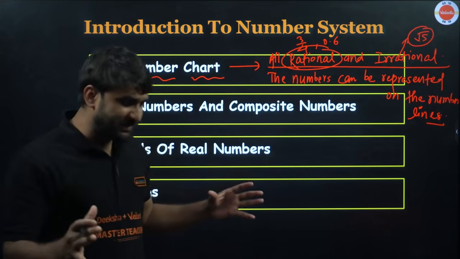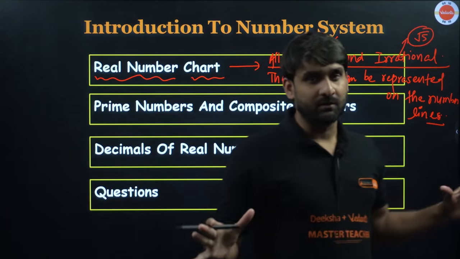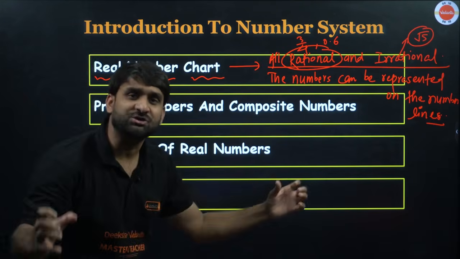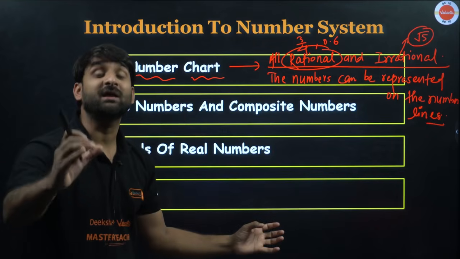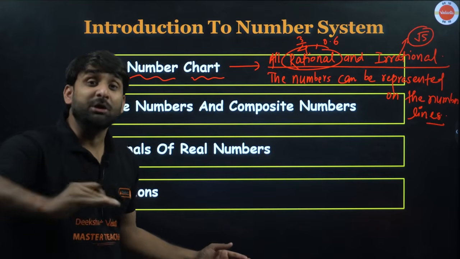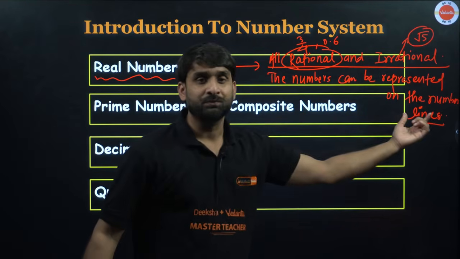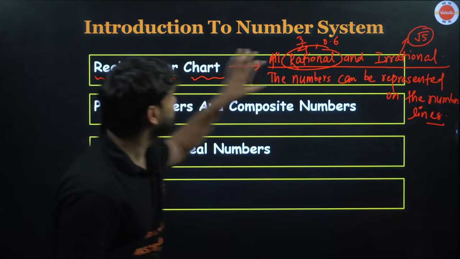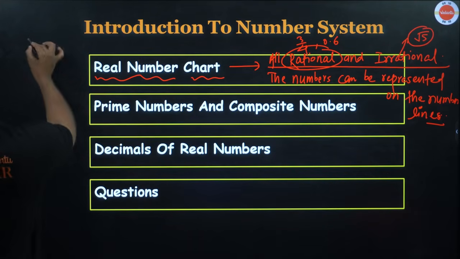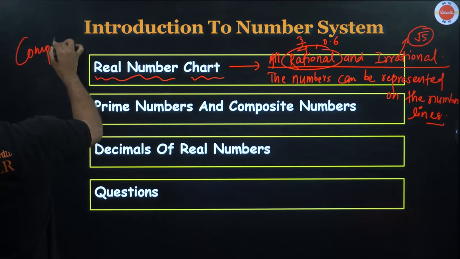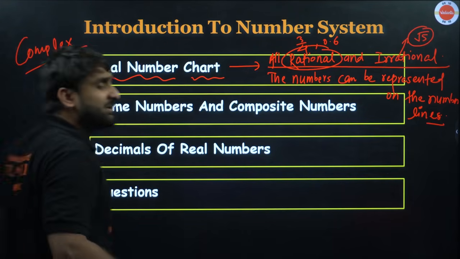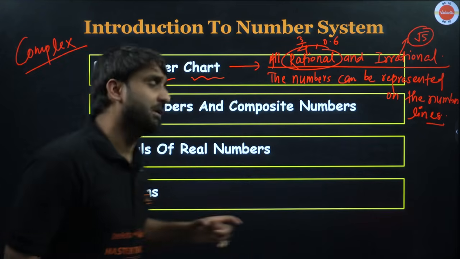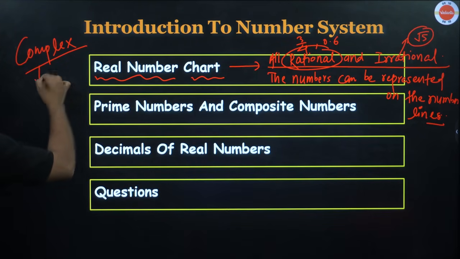So the numbers whose existence is clear, the union, the combination of all rational and irrational numbers, or I can say the numbers which can be represented on the number line by following different methodologies, such numbers are called real numbers. And the other type is the complex number in mathematics. In higher classes, you will be studying about complex numbers, the numbers that cannot be represented on the number line. Such numbers are called complex numbers.